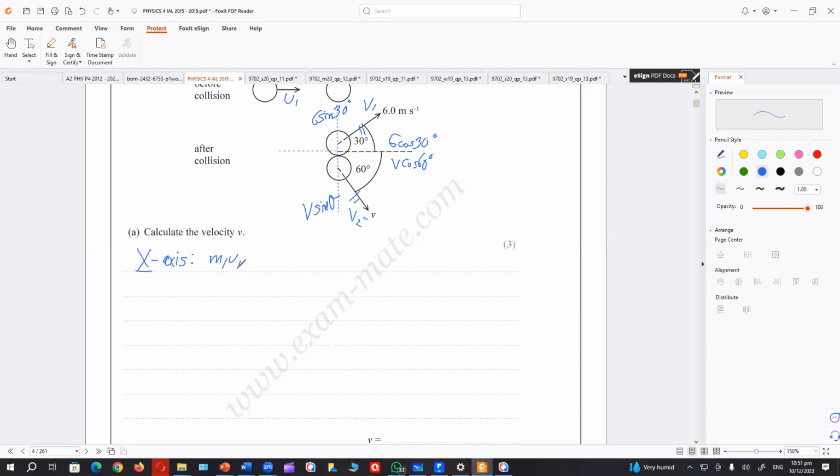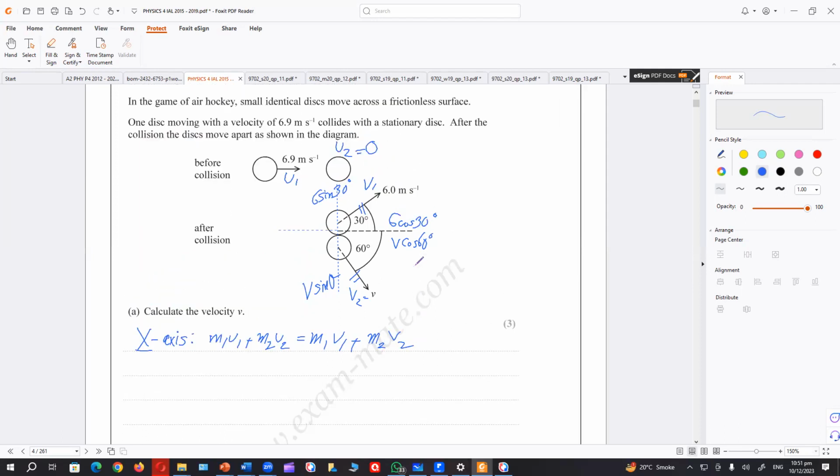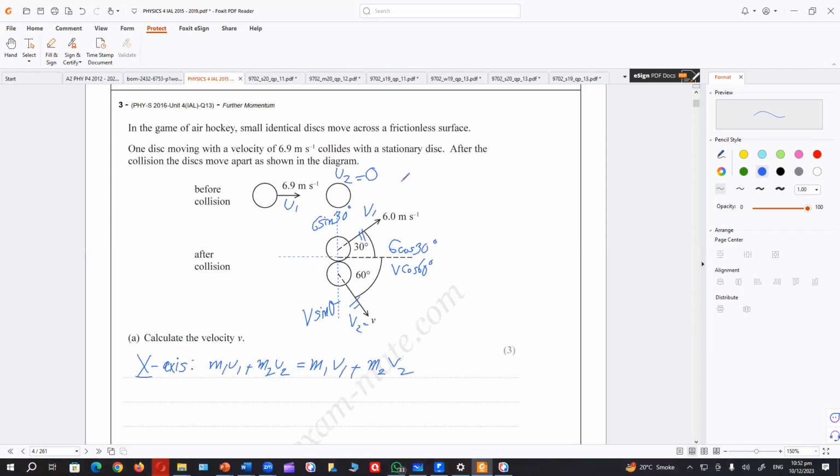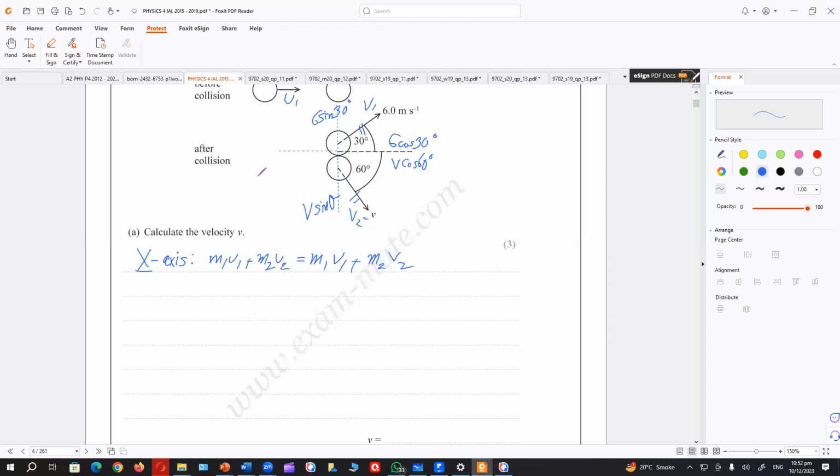M1 U1 plus M2 U2 is equal to M1 V1 plus M2 V2. So apply on the x-axis. U1 is 6.9, U2 is 0. So what is the mass? Mass is given. Look, small identical discs. It means should I keep the masses the same? Identical discs, so yes, the masses are going to be the same. So it's everything M.